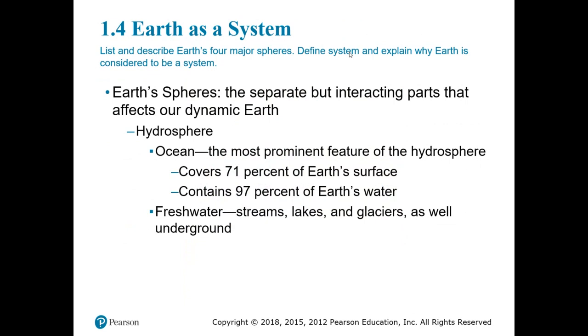So Earth is composed of 4 different spheres, and all of those spheres interact to form a system. So they're separate, but they interact. And the first one we have is the hydrosphere, hydro meaning water. So this is the sphere of the Earth that looks at water. So the oceans as well as fresh water.